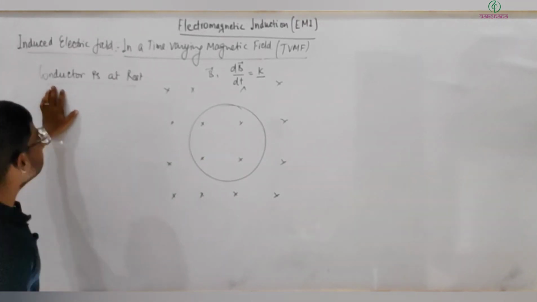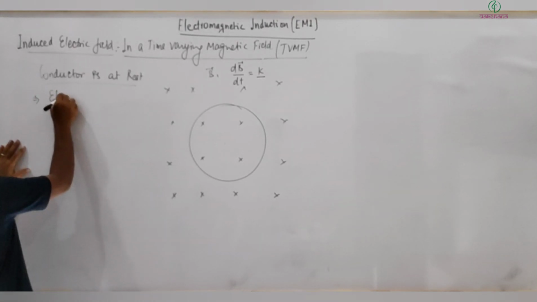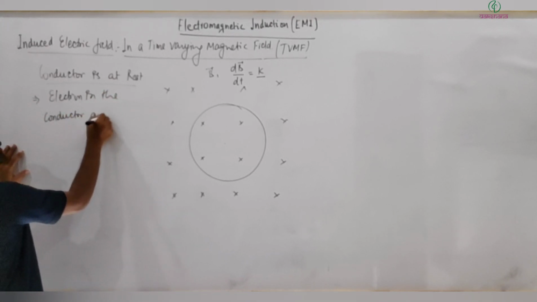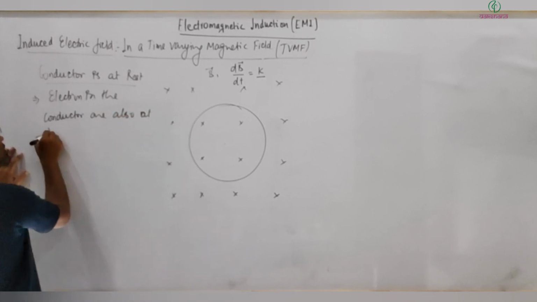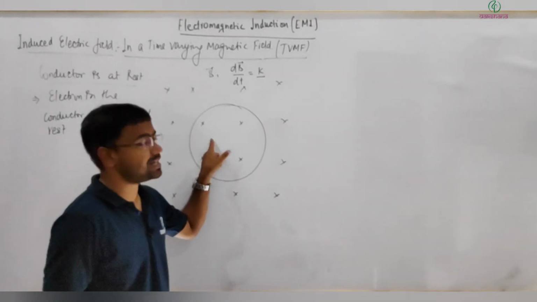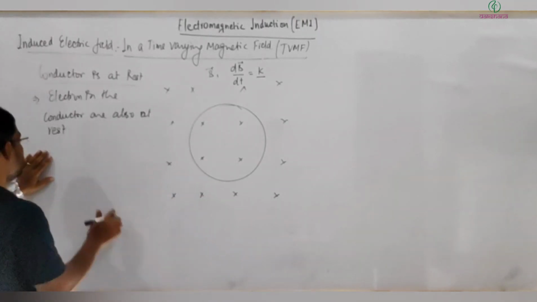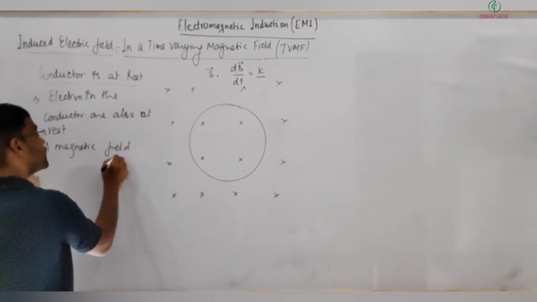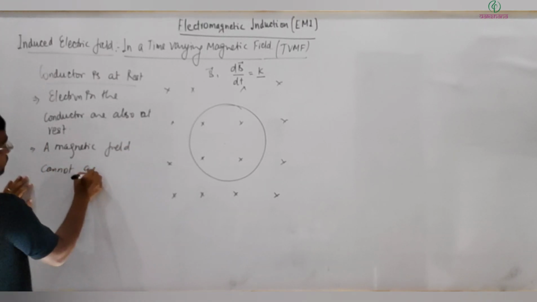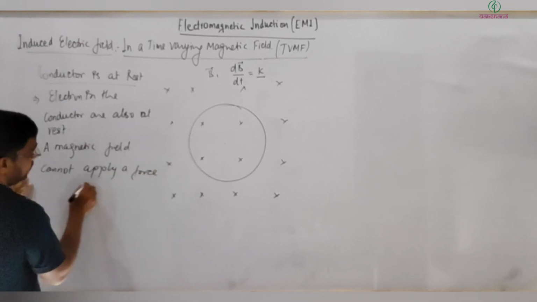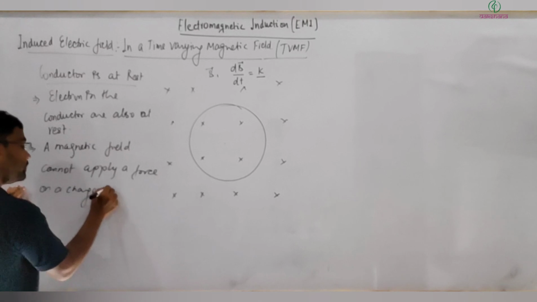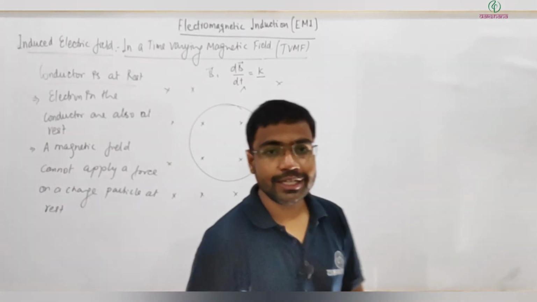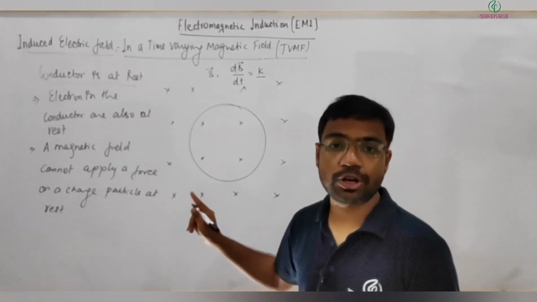I mean, here a conductor at rest implies the electrons in the conductor are also at rest, right? Conductor at rest means electrons inside the conductor are also at rest, and this implies a magnetic field cannot apply a force on a charged particle at rest.